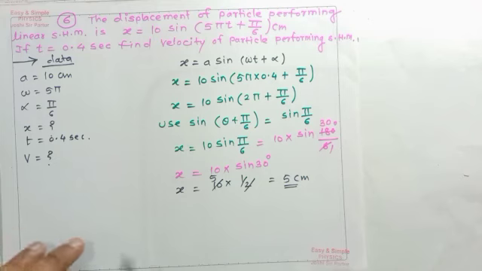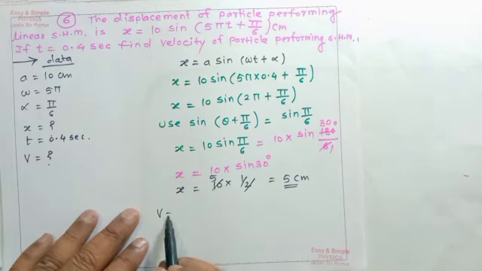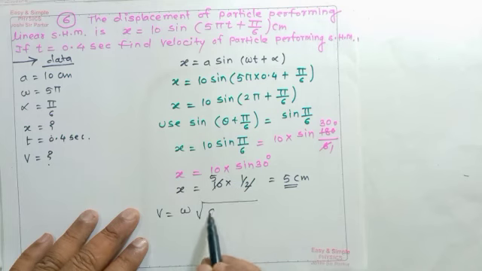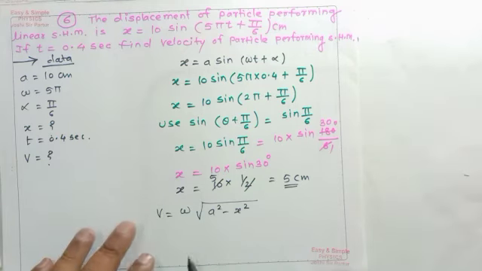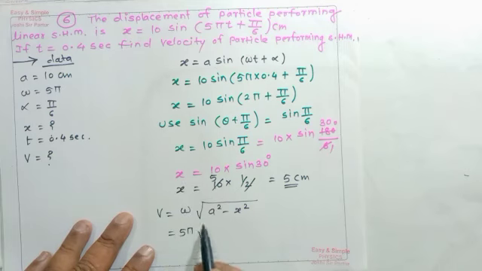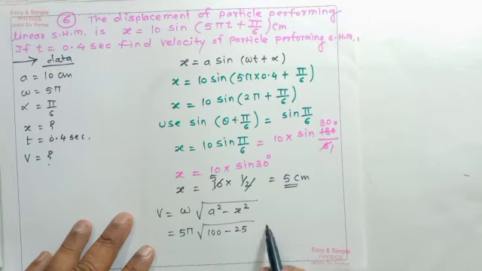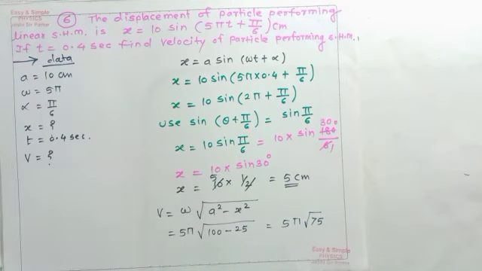See here, we want to find v. v is equal to omega square root of a square minus x square. We know the value for omega. The value for omega will be 5 pi. And the value for a is 10 centimeter, which means a square becomes 100, minus x, 5 centimeter, which means it becomes 25. So here 5 pi square root of 75. We want to find the square root of 75.